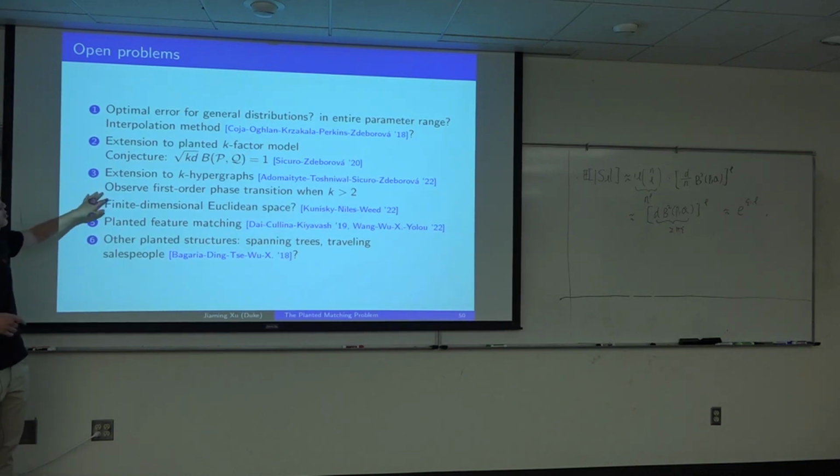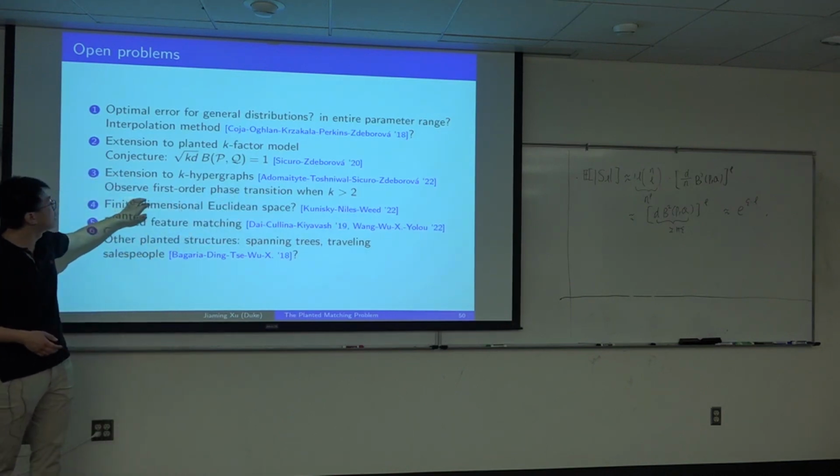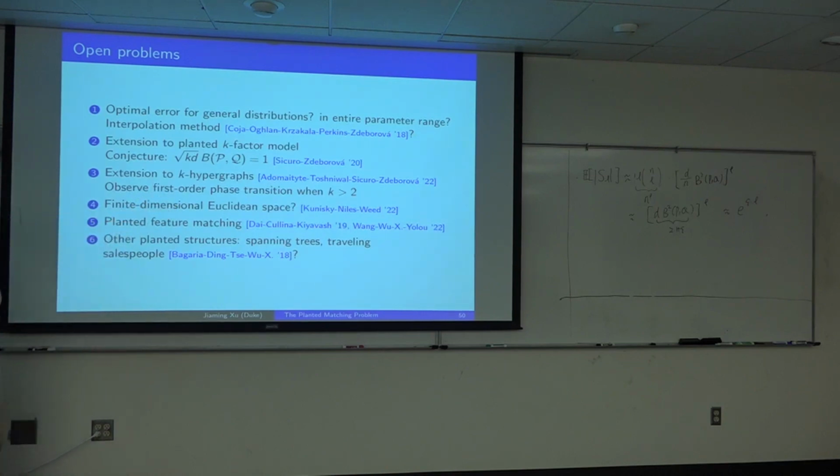There's also an extension to the so-called k-hypergraphs. Remember, here we just look at normal graphs, but you can consider hypergraphs. A very interesting observation in this physics paper is that you will observe a first order phase transition when k is bigger than 2. When k equals 2, we have an infinite order phase transition, but when k is bigger than 2, you get a first order phase transition. It's still a conjecture, but I think it might be possible to prove.